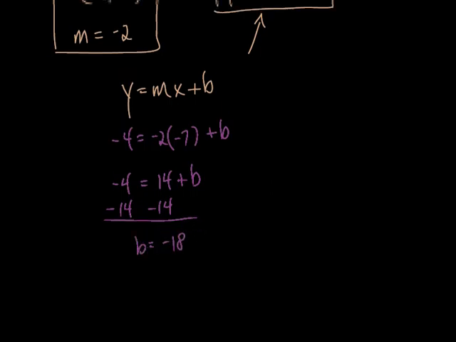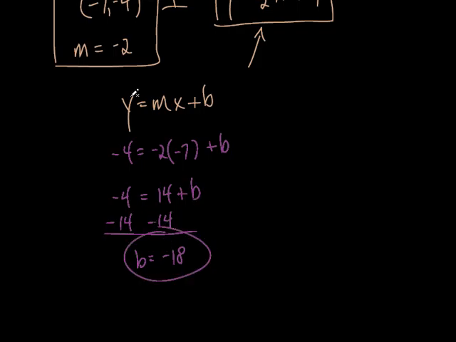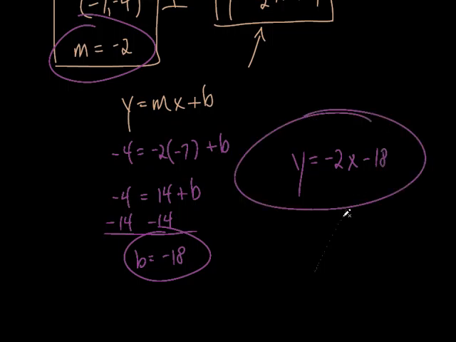Now let's put it all together. So our slope is negative 18. I'm sorry. Our y-intercept is negative 18. Our slope is negative 2. If you put it all together, put it into the equation of a line, it's y equals negative 2x minus 18. And that's your answer right there. It's pretty easy, isn't it?